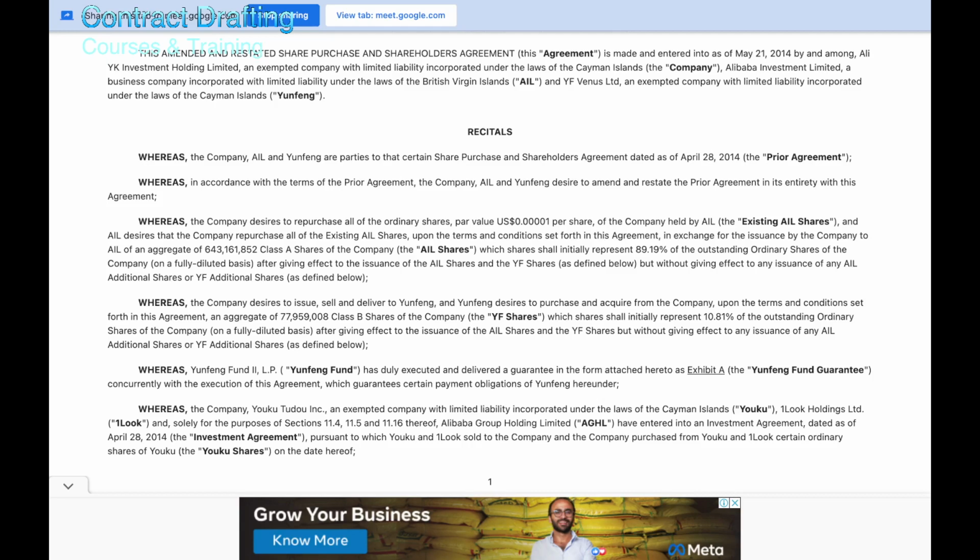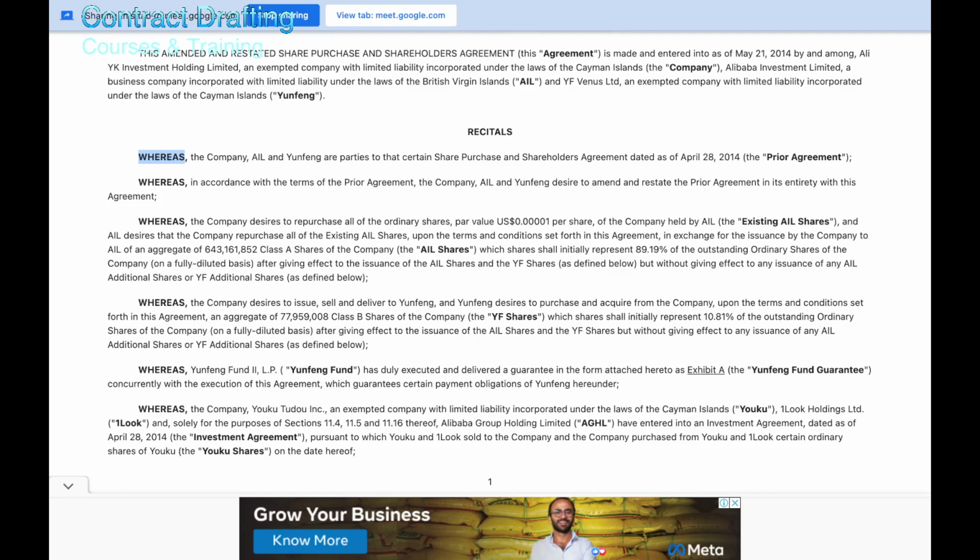Now, coming back to use or non-use of whereas. If we read the first statement, it says, whereas the company AIL and Yunfeng are parties to that certain share purchase shareholder agreement dated so and so, the prior agreement. Let's just remove whereas and say the company AIL and Yunfeng are parties to a certain share purchase shareholder agreement dated so and so. Does it in any way change the meaning of this statement? No.